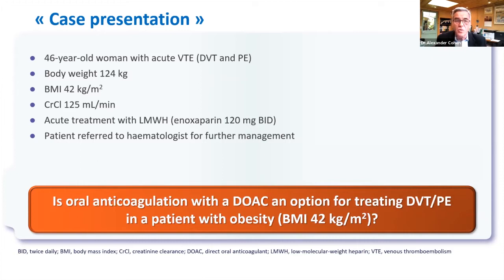So here I am with a patient over the last 4 years, a 46-year-old woman. She's 124 kilograms. Her body mass index is 42. She's got the usual high creatinine clearance. She's on Enoxaparin. She's been referred for further management. Am I going to give a DOAC to this patient? Am I going to go against the guidelines? Well, I certainly would give a DOAC to this patient.